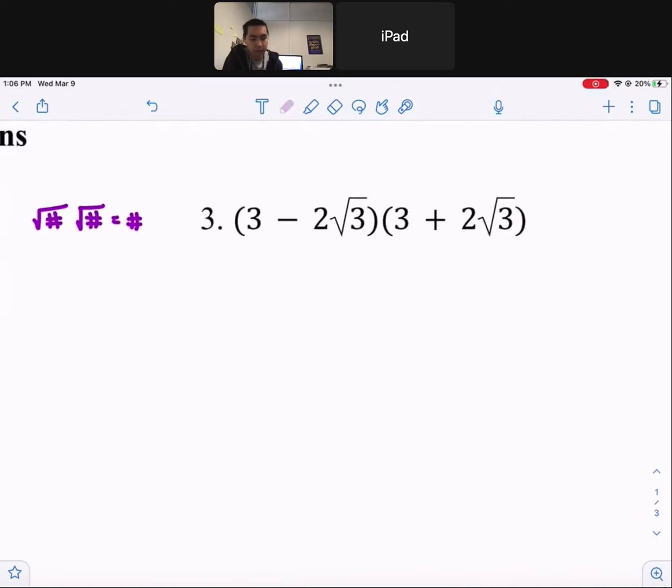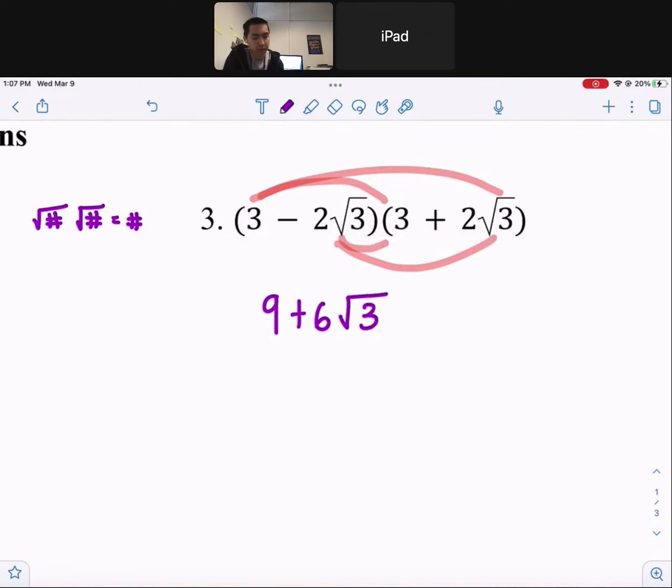Now for this one, this is your classic double distribution work. So 3 times 3 is 9. 3 times 2 rad 3, so take the numbers on the outside: 2 times 3 is just 6, and then we write the square root of 3. Now the inner, negative 2 rad 3 times 3, so what's negative 2 times 3? That's just negative 6. Add the square root of 3. And then negative 2 rad 3 times 2 rad 3, that's negative 4, right? Negative 2 times 2 is negative 4.